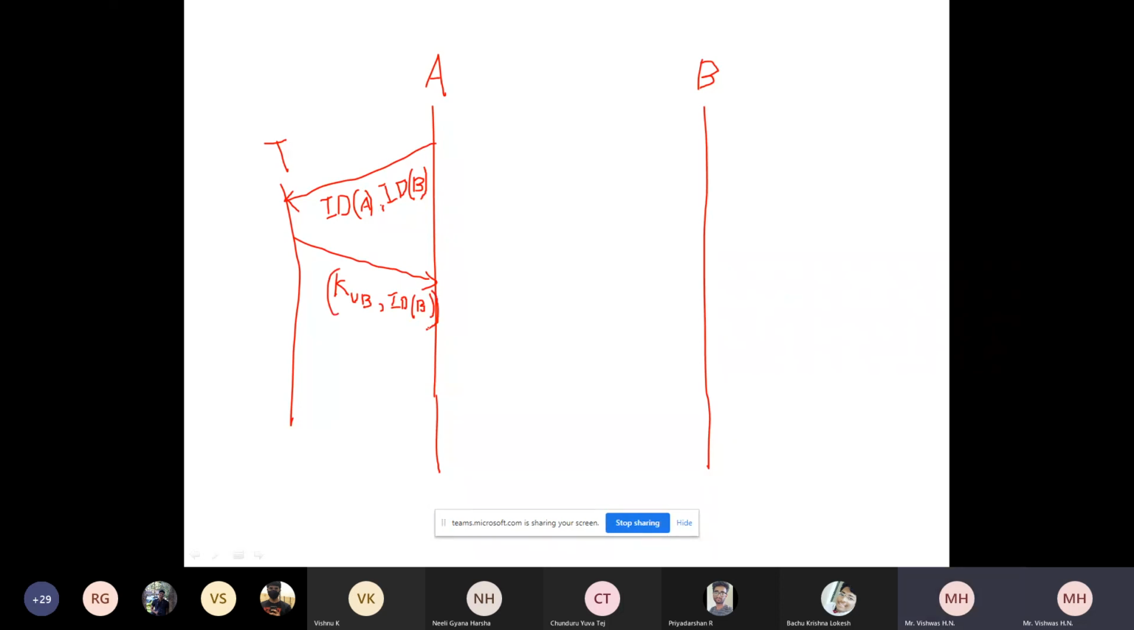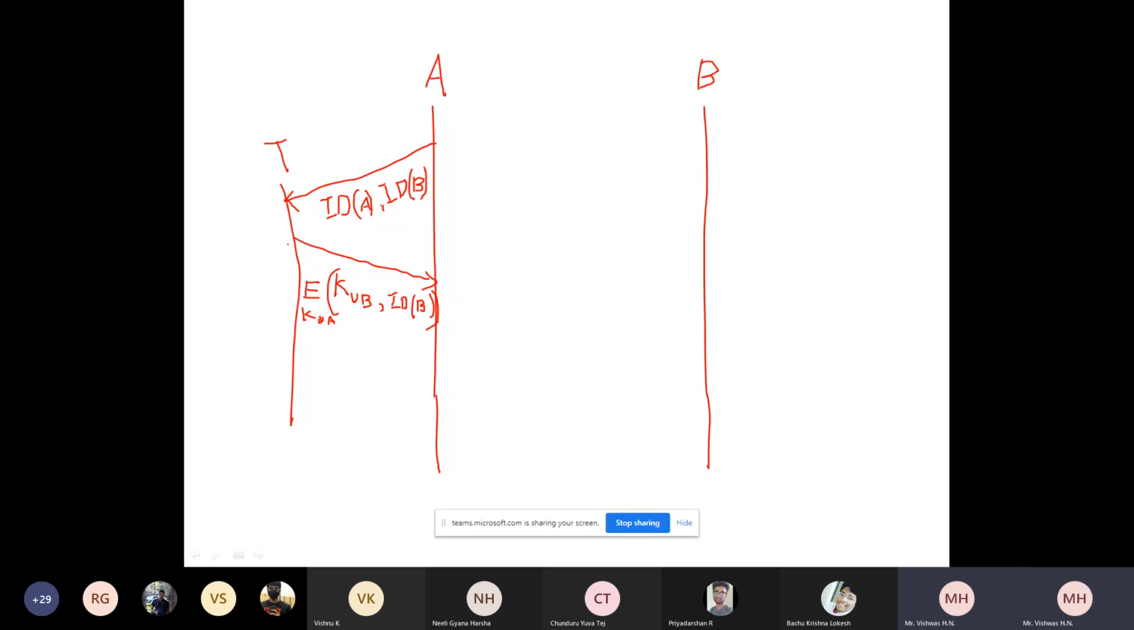This whole thing is encrypted using the public key of A. It is represented as KUA. Is that clear? Public key of A. KUB means public key of B. Is that clear, students? So A sends ID of A, ID of B to the trusted third party.